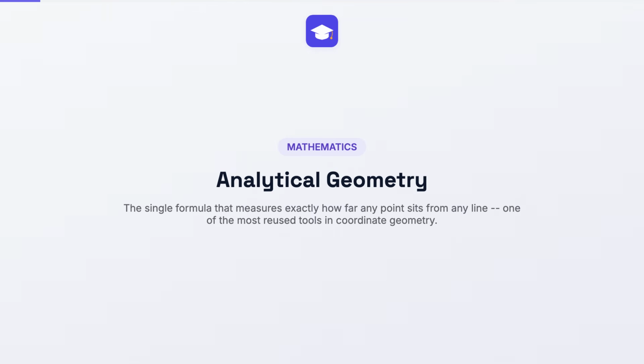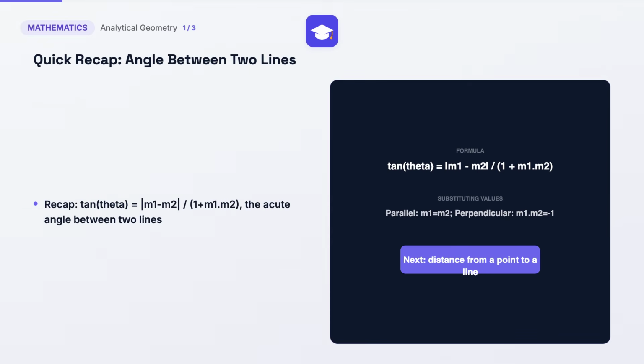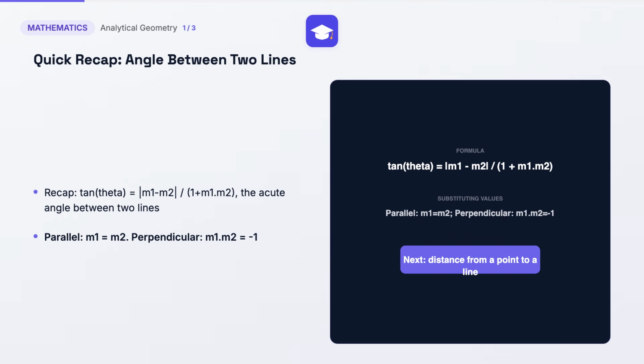Today's topic is the distance of a point from a line, building on the angle between lines formula. Let's begin. As a quick recap, the acute angle theta between two lines, with slopes m1 and m2, is given by tan theta equals the absolute value of m1 minus m2 all over 1 plus m1 m2, always using the absolute value to correctly get the acute angle between them.